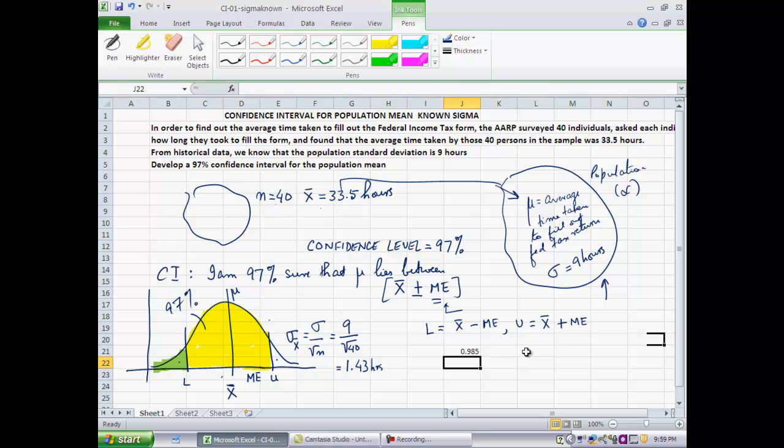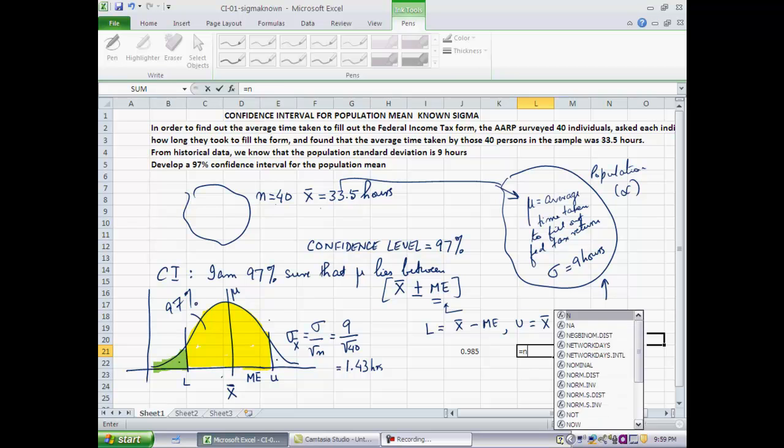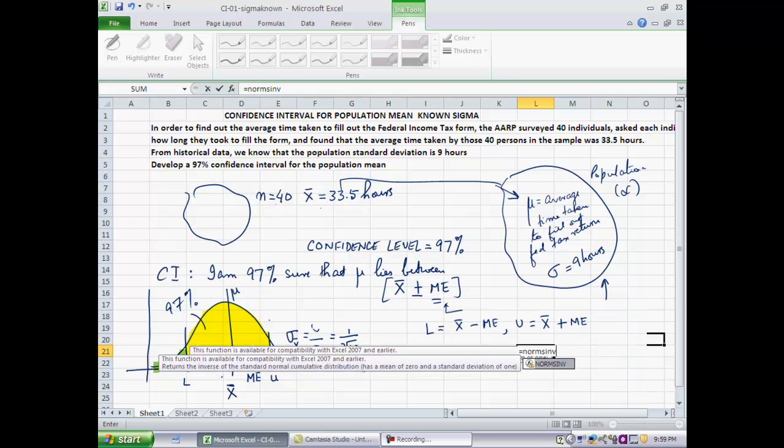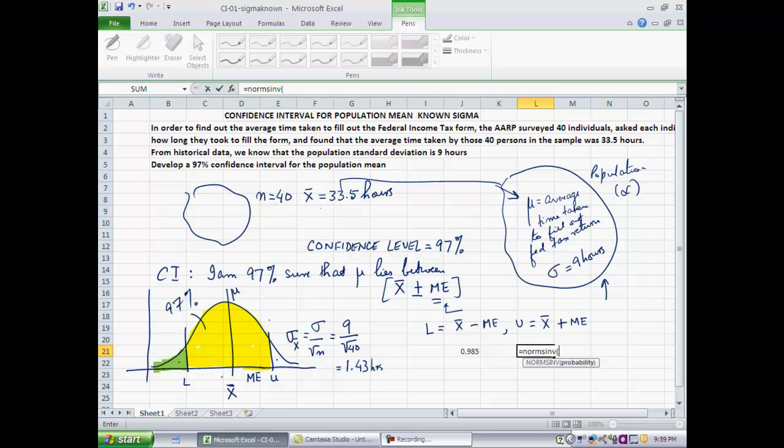Why am I so concerned about getting the area to the left? Because that is what the Excel built-in functions NORM.INV, NORM.S.INV, and all those need, as you know from a discussion of those built-in functions. So what does U need to be such that the area to the left of U is 0.985? We would use NORM.S.INV in this case, since I know the probability and I want to know my position on the x-axis. So let's do that. NORM.S.INV, and you can see it only needs one input. What is the probability? It is 0.985.